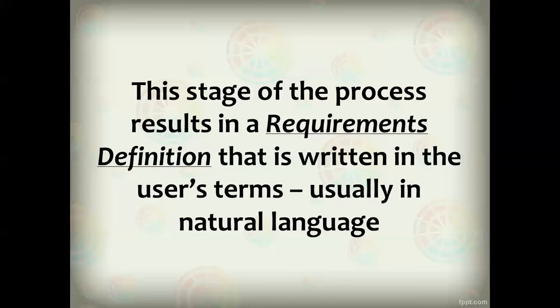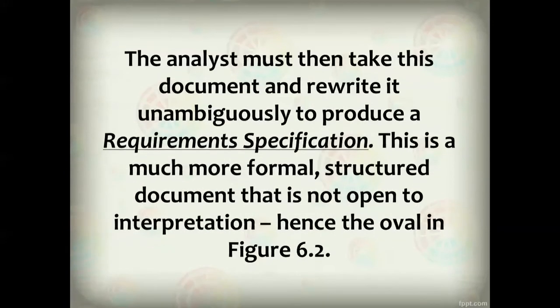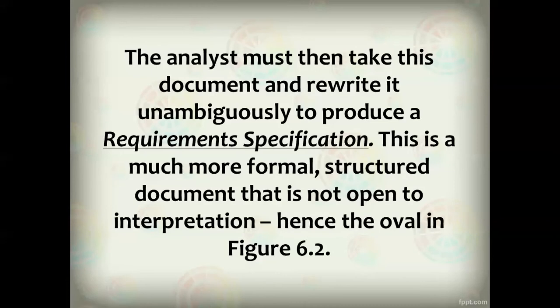It is also possible, even with a single user, that the requirements definition can contain conflicting requirements even at this stage. The analyst must then take this document and rewrite it unambiguously to produce a requirements specification. This is a much more formal, structured document that is not open to interpretation, hence the oval in Figure 6.2.